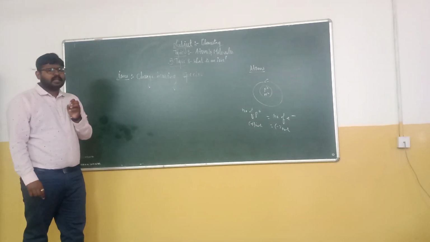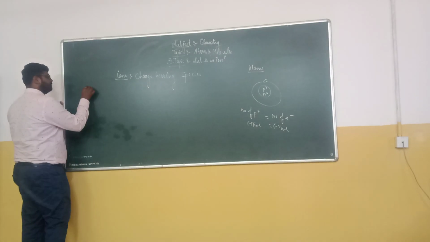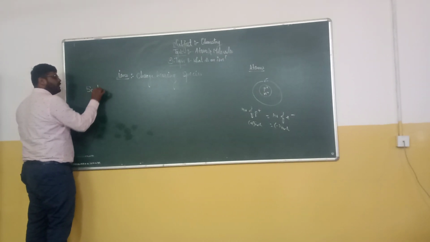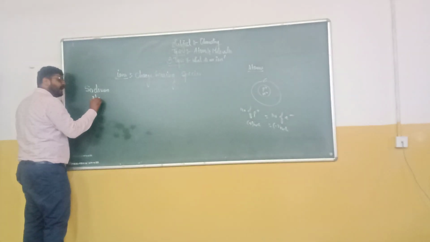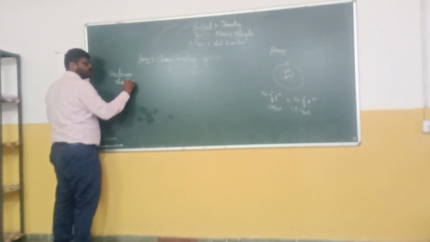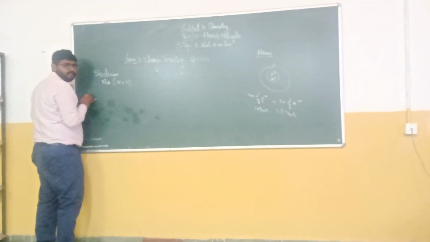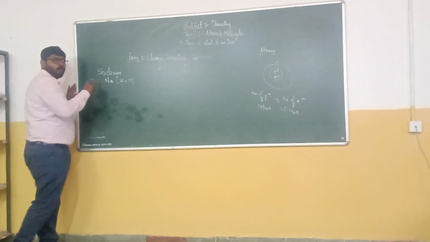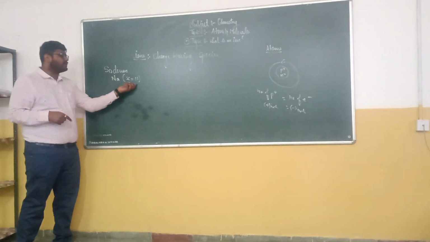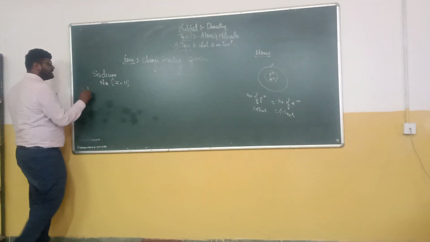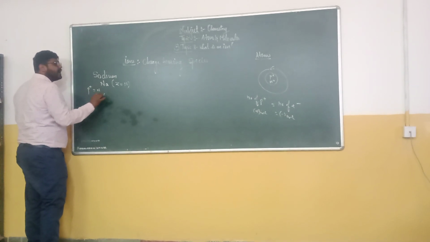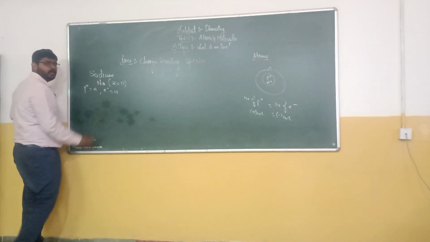We can understand this by understanding the changes which are occurring in atom. Let us take the example of sodium. Sodium has the symbol Na, and the atomic number of sodium, which is denoted by Z, is 11. As the atomic number is 11, the number of protons present in sodium atom is 11, and the number of electrons is also 11.